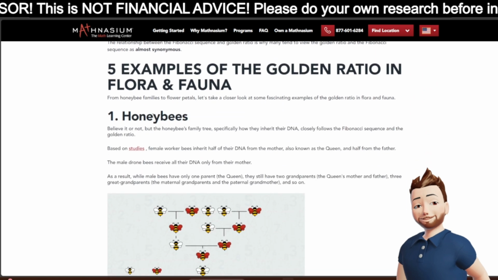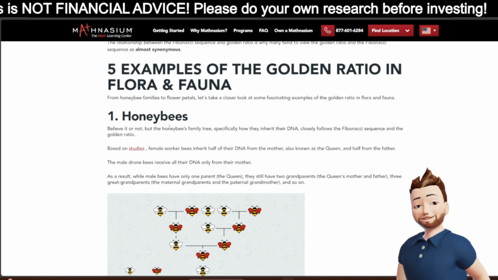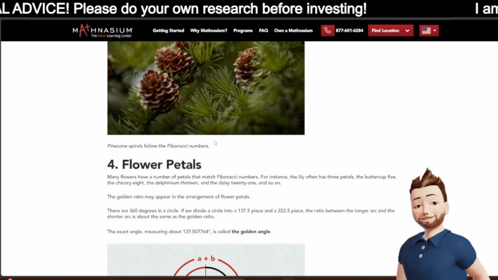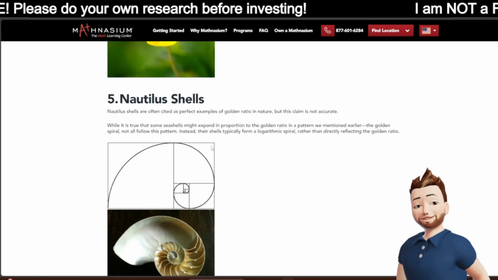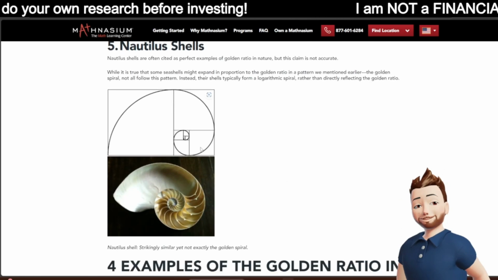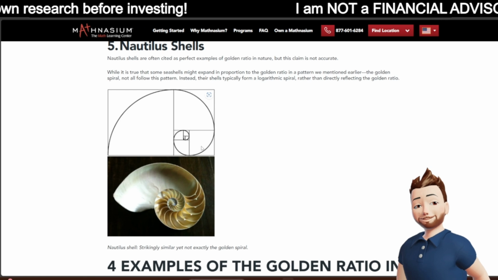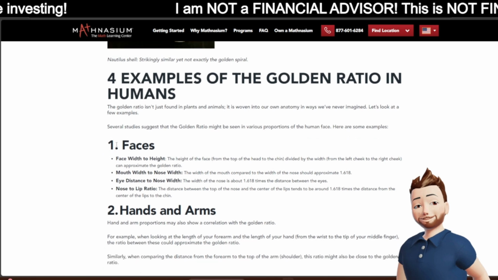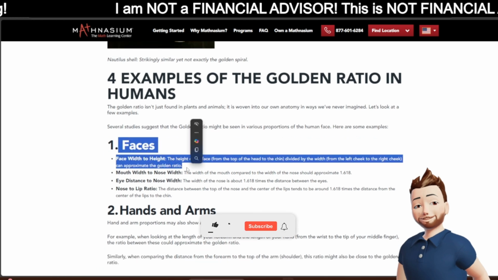You see it in honeybees, which I didn't even know about, which is crazy. You see it in sunflower seeds, in pine cones, apparently, and flower petals. The shells that you might see on the beach are based on the Fibonacci sequence and the golden ratio, which is pretty interesting. This is what I found interesting, though, is with faces.